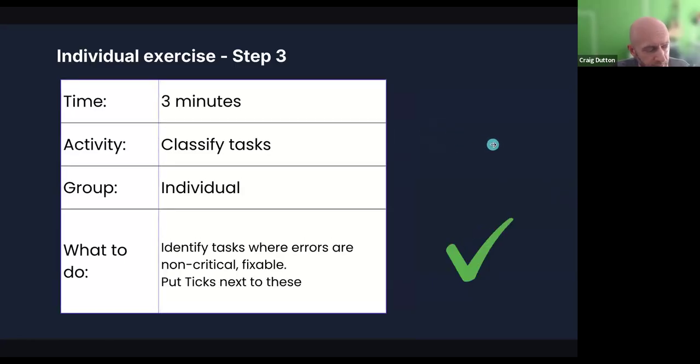Now we've got another step, which is where we're going to identify tasks where errors are non-critical and fixable. So they're kind of low risk. These are ones where if something went wrong with the task, it's not a massive issue, and we can quite quickly fix it. These are the low risk tasks. If you think they're low risk, then put a tick next to them.